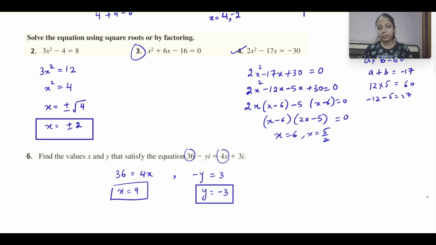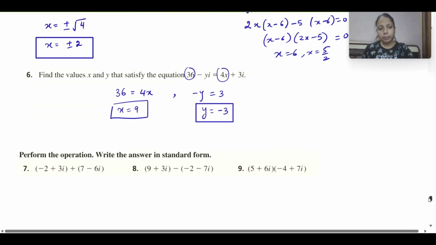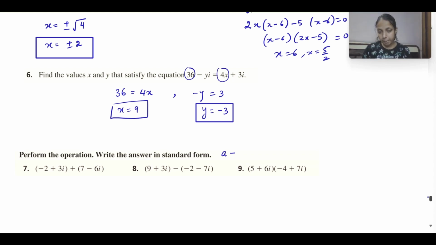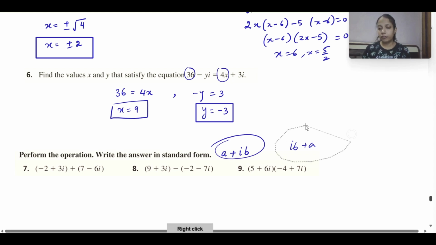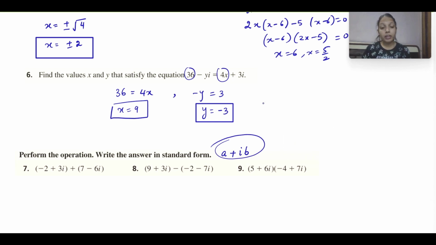Next, perform the operation. Write the answer in standard form. What is standard form? a + ib is the standard form. No doubt someone can write it as bi + a. It's a form, but they consider a + ib the standard form. So we have to write it this way. They're just adding them. Real part adds to real. −2 plus 7 is 5.